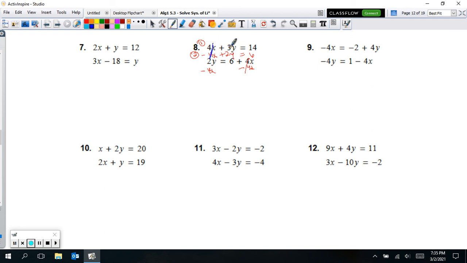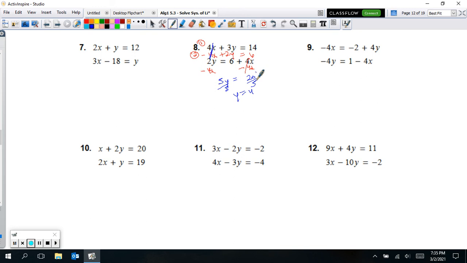Combine these two, which is 3y and 2y. So we're going to now have 5y is equal to 14 and 6 is 20. So when I divide by 5, y is equal to 4. So I needed to adjust the second equation down here into its standard form so I can use the elimination method. And so now I can choose any one of these equations.